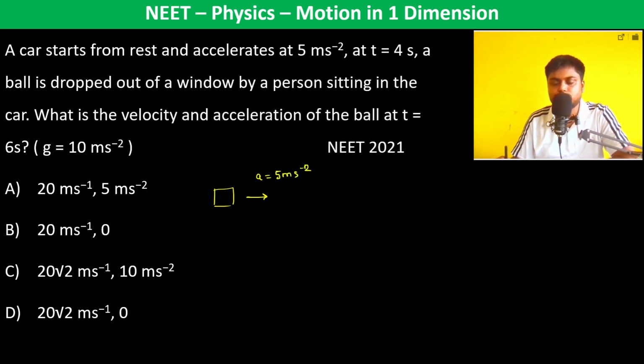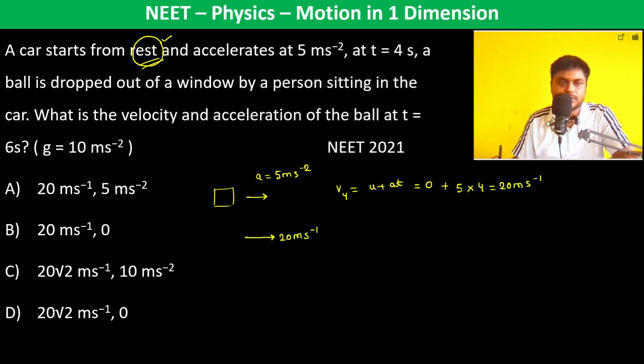So t equals 4 seconds. Therefore, velocity at 4 seconds is going to be u plus at. Initial velocity was 0 as it was at rest. So therefore 0 plus a, which is 5, into time, which is 4. So this is 20 meters per second, and this is in the horizontal direction. So 20 meters per second velocity is in the horizontal direction.